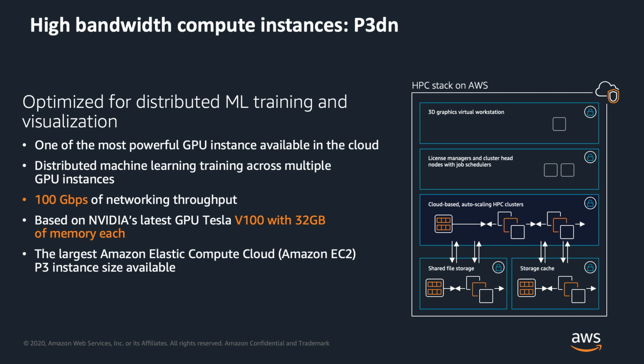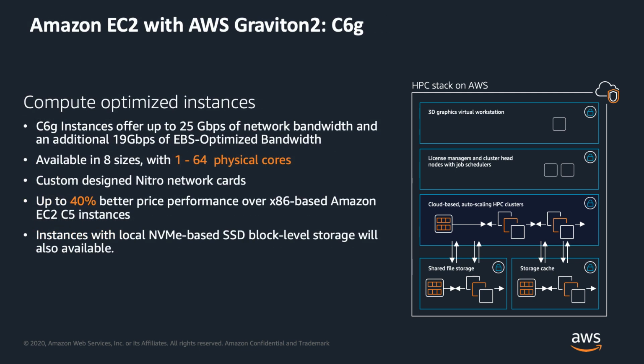Of course, we have the ARM C6g that delivers really good price performance over x86 for many of the CFD codes like OpenFOAM, and it just gives you the choice. It's up to you whether you want to run on Intel, AMD, ARM, or GPU. You really have the choice.